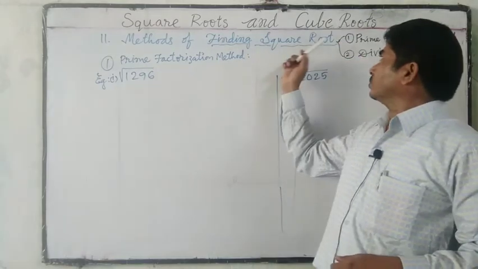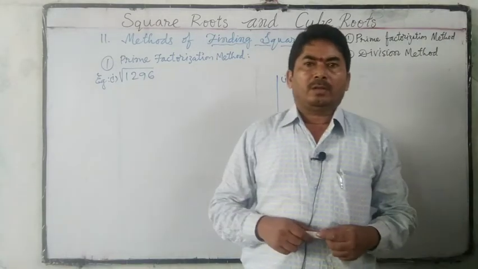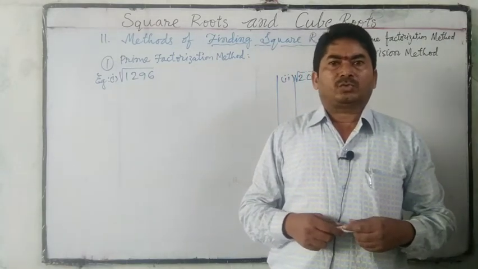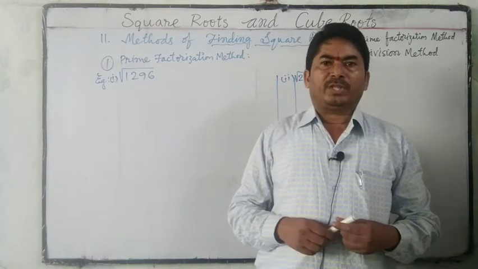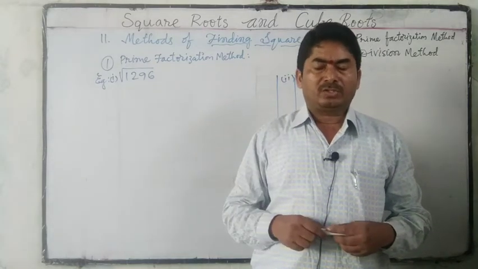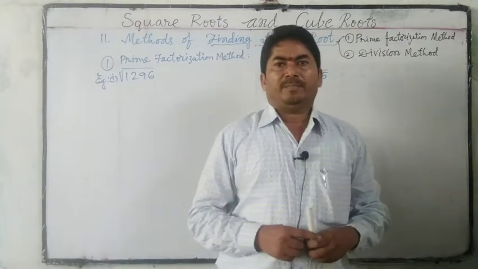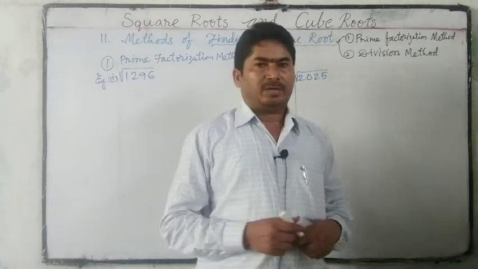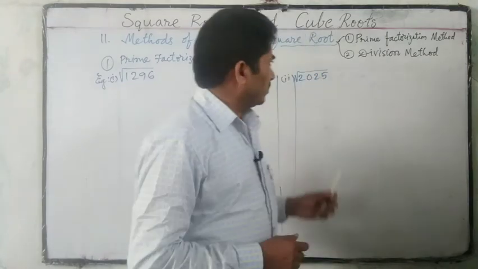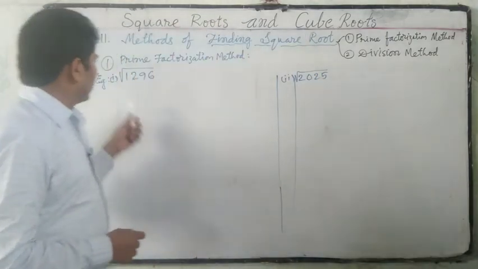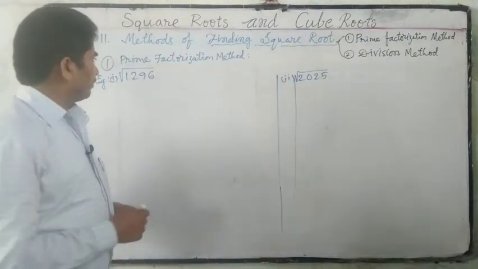Methods of finding square root. How many methods are there to find a square root? There are two methods: the prime factorization method and the division method. Let us learn one by one. First, the prime factorization method.